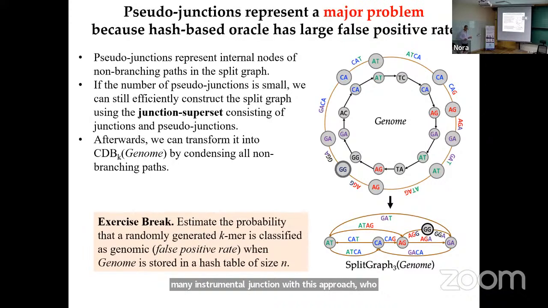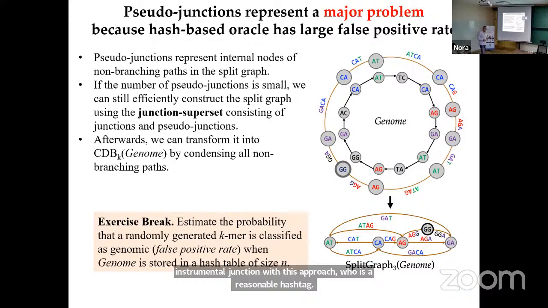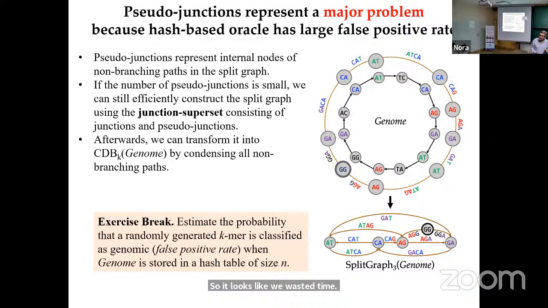So it looks like we wasted time. But if you remember material from your data structures course, how do you deal with this? What is a better data structure than a hash table that allows you to reduce false positives? Very simple. That allows you to reduce false positives.